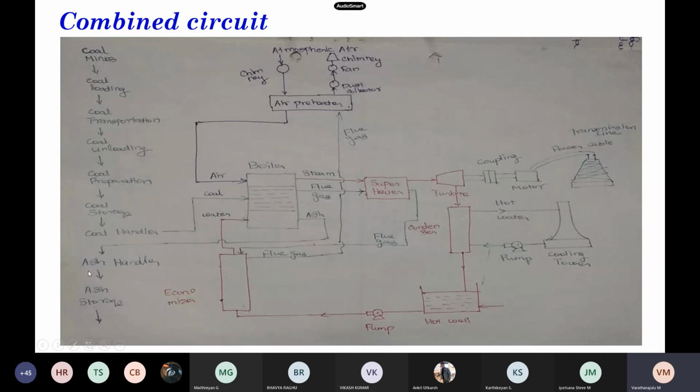Ash is sent to the ash handler, and then it is sent out. The flue gas is sent to the superheater to superheat the steam, and then the flue gas is sent to the economizer, and then it is sent to the air preheater, and then it is sent to the atmosphere through the tall chimney.